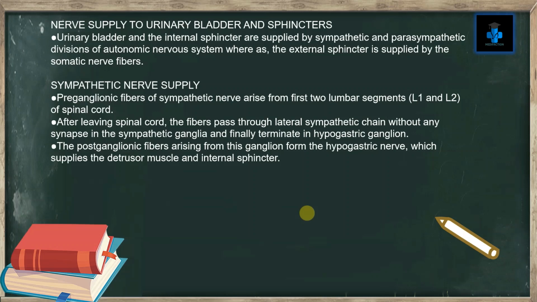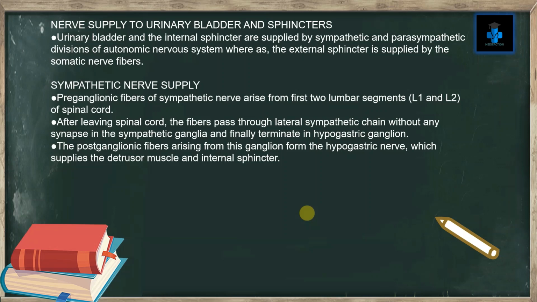Nerve supply to urinary bladder and sphincters. Urinary bladder and the internal sphincter are supplied by sympathetic and parasympathetic divisions of autonomic nervous system, whereas the external sphincter is supplied by the somatic nerve fibers.